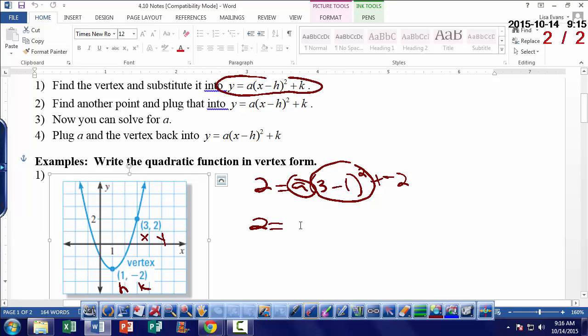I'm going to leave the 2 alone. I'm going to leave the a alone. 3 minus 1 is 2. 2 squared is 4. And then minus 2. Now I'm going to get a all by itself, so I'm going to add 2 to both sides. So I get 4 equals 4a. When I solve, I get a equal to 1.